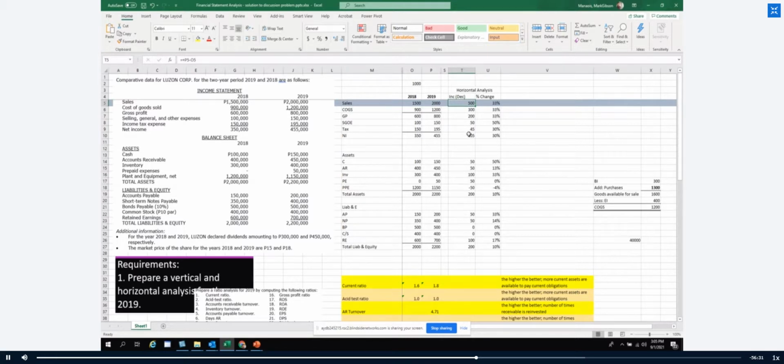Okay, and then also make sure to remember that in calculating for your percentage change, you have to use the prior year or last year to calculate for your percentage change. If you use the current year, or in this case 2019, it will also give you an incorrect answer. So I think those are the things to remember in calculating for your horizontal analysis. All right.